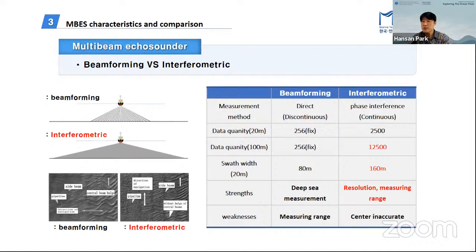But the interferometry method is a measurement method derived from the side scan principle. Physically, there are 4 beam transmitters on the port and starboard side, but an infinite number of beams are generated using the phase difference of the beam being reflected by an object. Therefore, the interferometry method can generate a countless amount of depth information without gaps, and can measure a wide angle. Because the number of measured beams is different, the resolution of the interferometry multi-beam echo sounder is generally high. If you look on the left side of this slide, there is data measured in the same area, the left one is beamforming, the right one is interferometry.